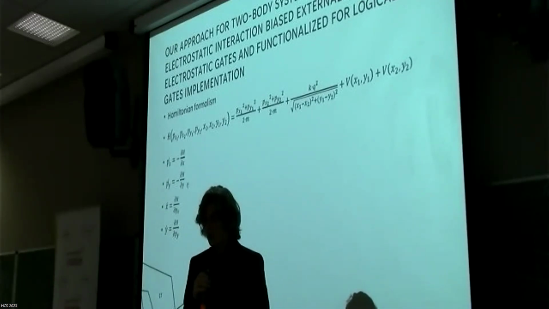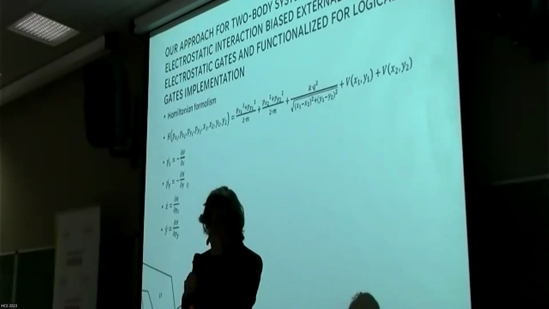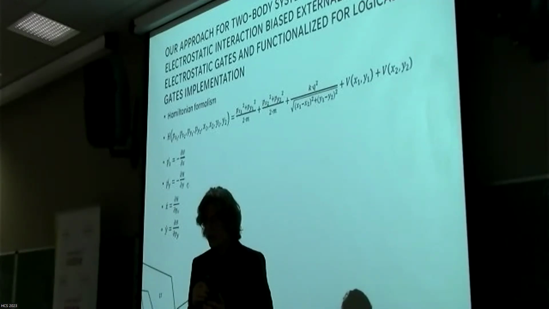It was developed in the 19th century by William Rowan Hamilton, building on the earlier work of Joseph Louis Lagrange. In the Hamiltonian approach, the system is described by generalized coordinates and the corresponding conjugate momenta. The Hamiltonian function, which we describe here, as can be seen, typically represents the total energy of the system, which is the sum of kinetic energy and potential energy.